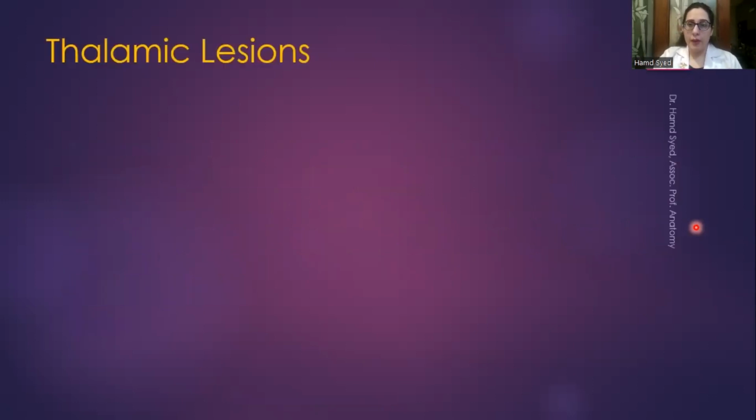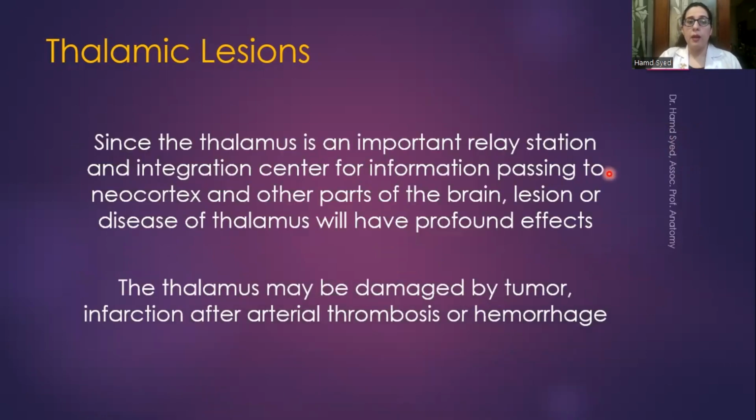Now we're going to discuss the thalamic lesions, a few of the common and important ones. Why is the thalamus so important even when we are talking about the clinical presentations? Remember, the thalamus is a relay station and an integration center for information passing to the neocortex as well as other parts of the brain. So a lesion or disease of the thalamus will have profound effects. And how can it be damaged? It can be damaged by tumor or infarct after arterial thrombosis or hemorrhage.